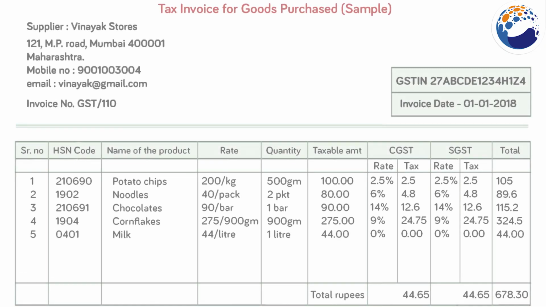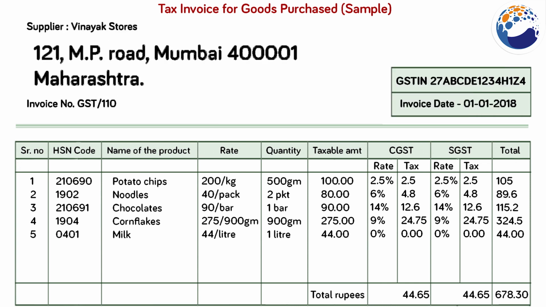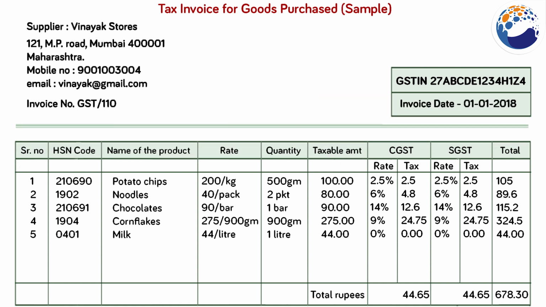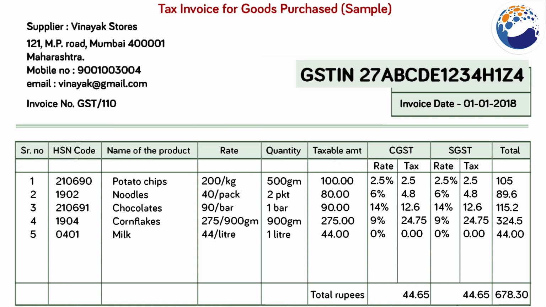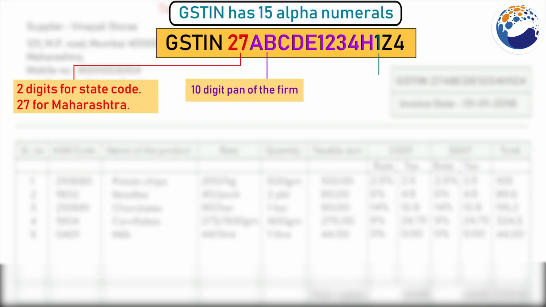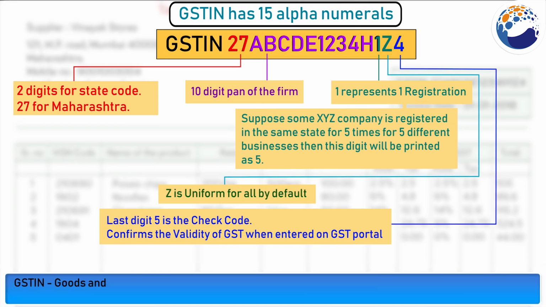Let us take a look at a sample of a tax invoice for goods purchased. Now we will see what the different components of such invoices are. A standard invoice bill consists of name and address of a shop, contact number and email ID of the owner, invoice number and date. Top right corner contains GSTIN, Goods and Services Taxpayer Identification Number.